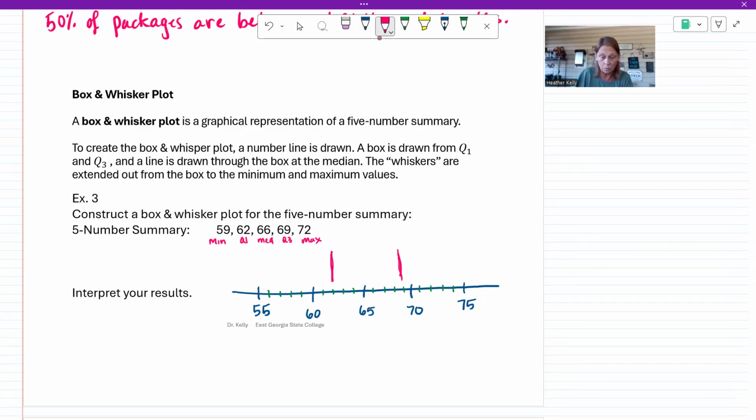Y'all, it's hard to draw like this. Okay, and then we're going to make a box. So line at Q1, line at Q3, box them up. Now, I am going to use a different color, but I just suggest you make it a little bit longer if you're just using one color. But now you want to sketch in the median. And the median needs to be just a slight bit longer at the median.